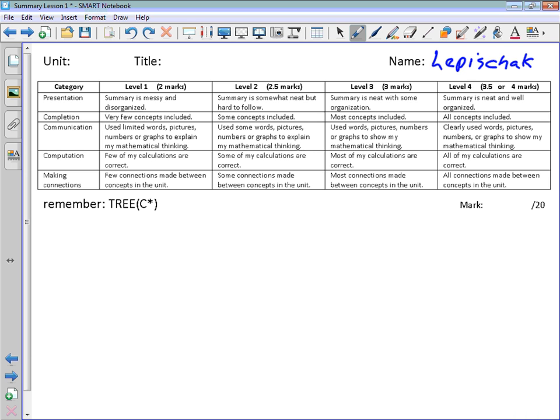You can put the unit number up here, so this is going to be Unit 1. The title of this unit is Review, because we're just reviewing grade 7 and 8 stuff. Next, you'll see the rubric right here, which is how it's going to be marked. You're going to be given a mark out of 20 based on this criteria here.